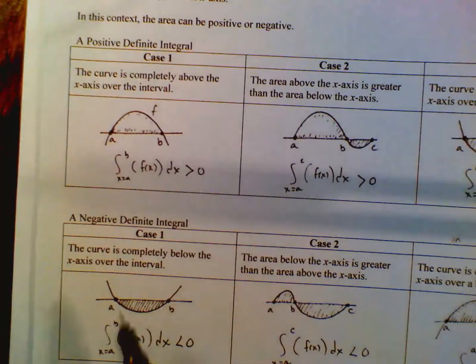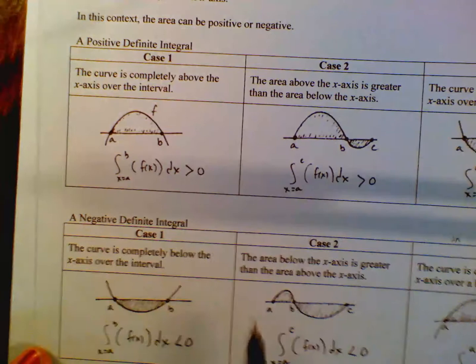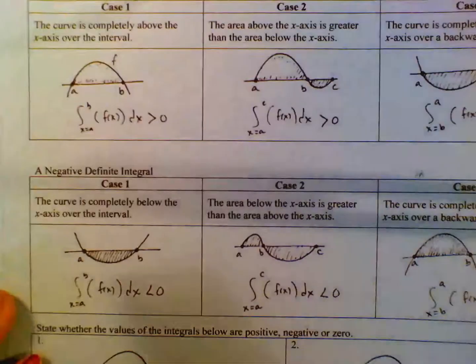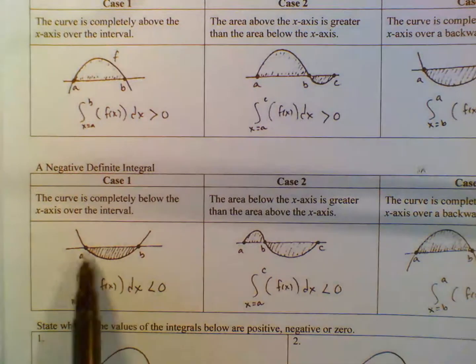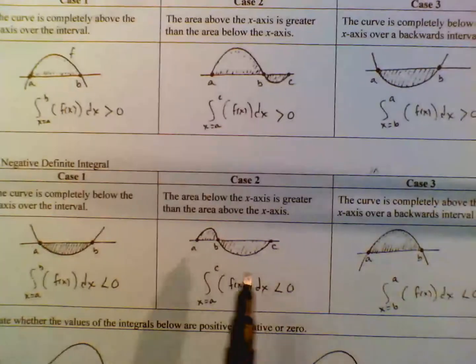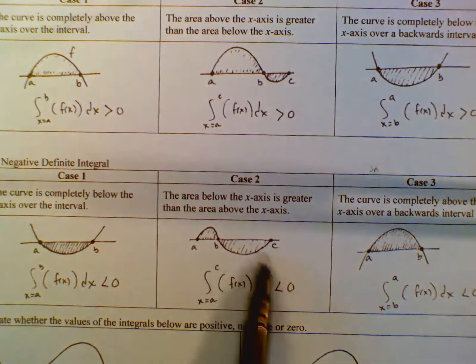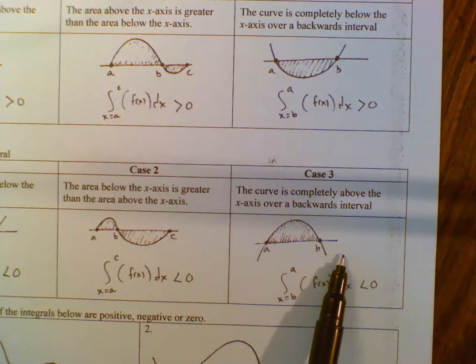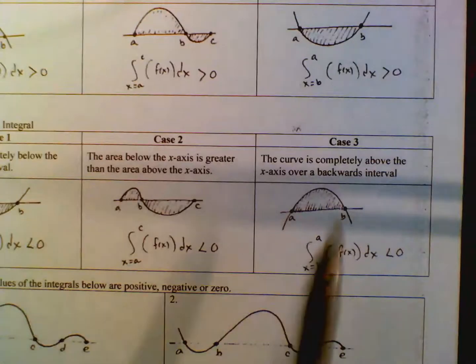Now, for a negative definite integral, you kind of just reverse the top stuff. I won't read it to save time. Here the curve is completely below the x-axis. Here the area below is greater than the area above. Here the curve is totally above, but we're integrating backwards from b to a.